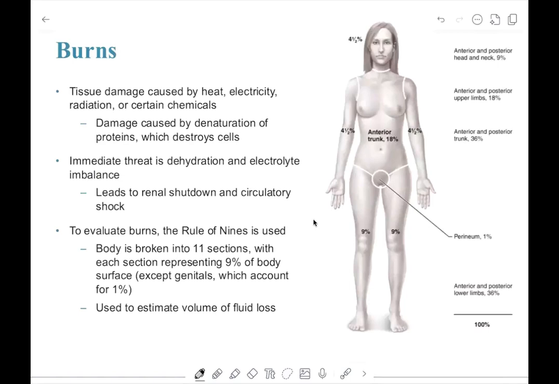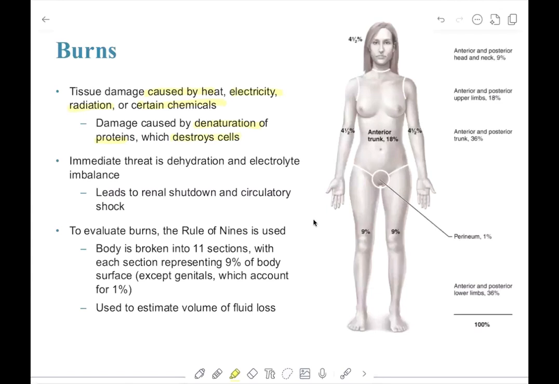The last part of our chapter is on burns. So, a kind of quick and dirty way to estimate the level of the burn is how much of the tissue is actually damaged. Tissue damage can be caused by a lot of different things, certainly caused by heat, electricity, radiation, or certain chemicals. And the damage is caused by denaturation of proteins, which destroys the cells.